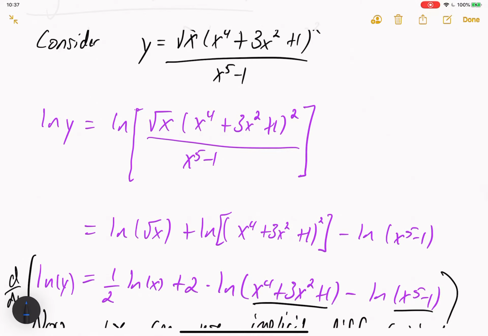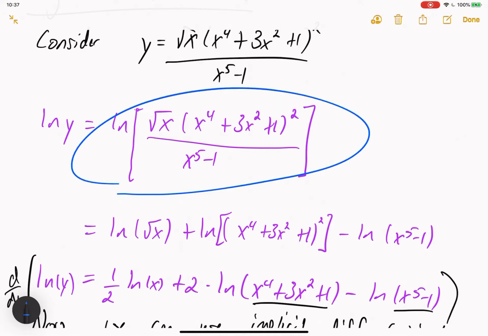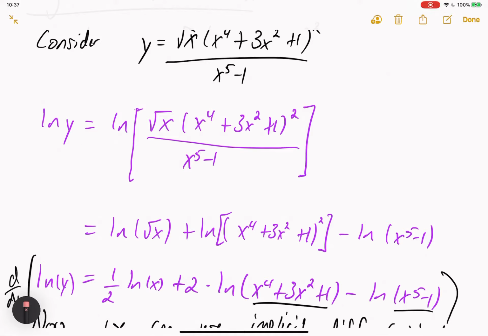So let's consider just using properties of logarithms. Let's take the ln of both sides. So we get the ln of y is equal to the ln of this mess right here. We just took the ln of both sides. But now we have ln inside right here, and we can actually use properties of logarithms to expand that and write it nicer for us to use.